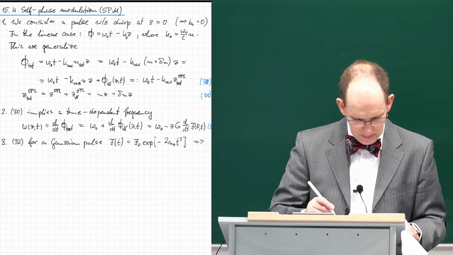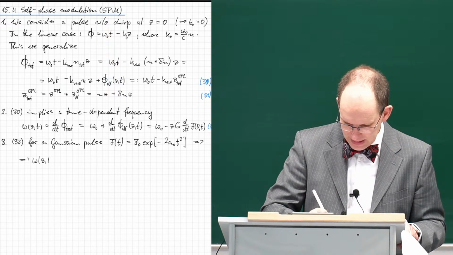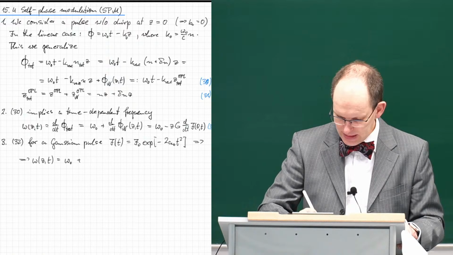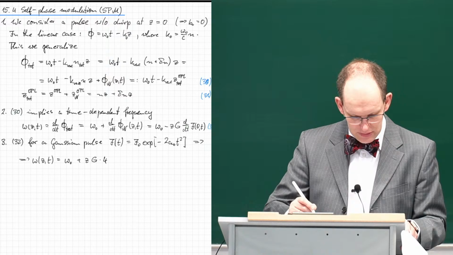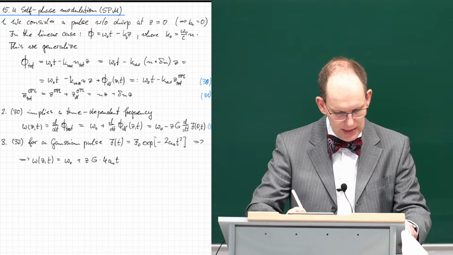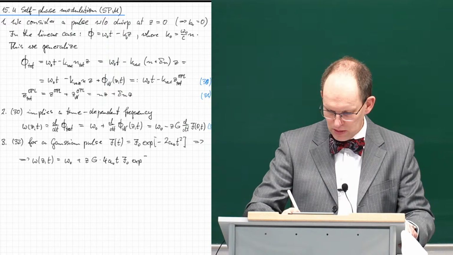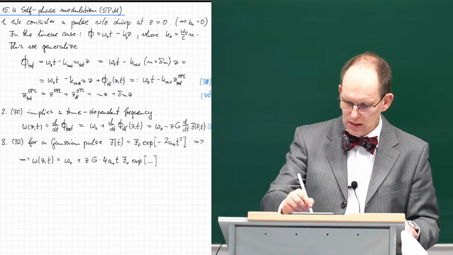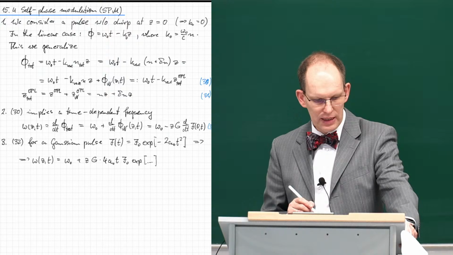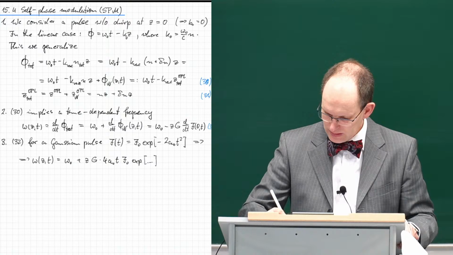Now, if you do this, then you find that omega of z and t is given by omega naught plus z times g times, and then I have to calculate the derivative. So what I find is 4a naught times t times I naught times the same exponential. Yeah? So 4, because I have 2 here, and if I take the derivative of t squared, I get another factor of 2. So that's equation 33.